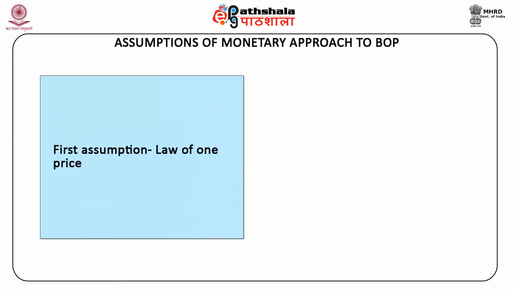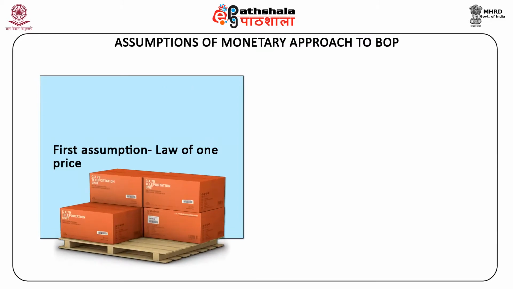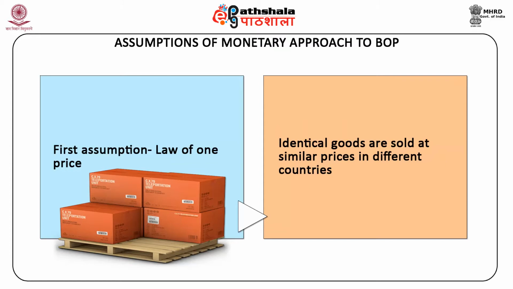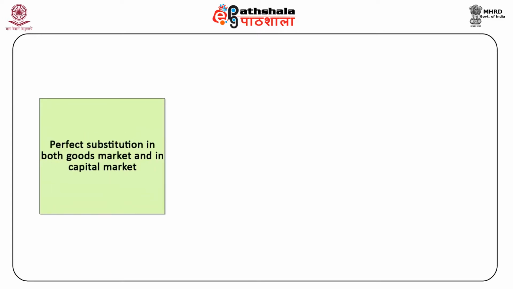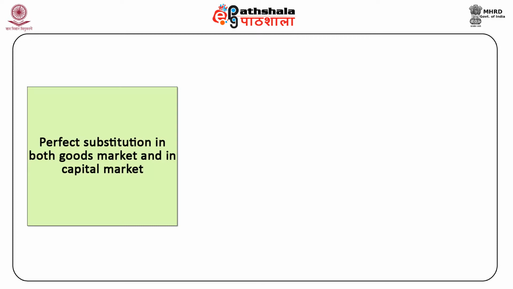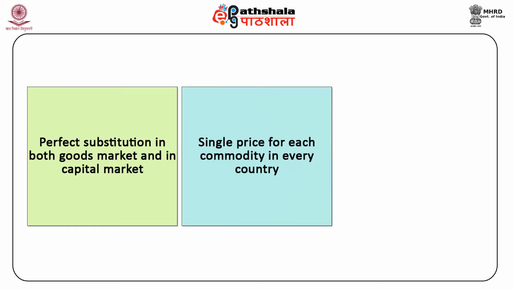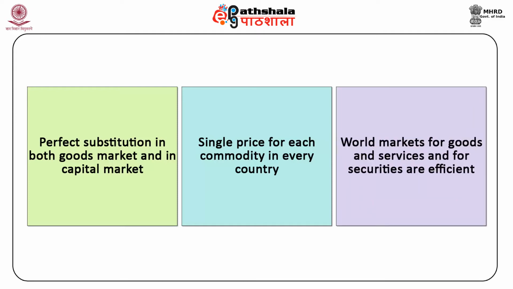The first assumption is that the law of one price holds, that is, identical goods are sold at similar prices in different countries after taking into account the transportation cost. The second assumption is that there is perfect substitution in both the goods market and the capital market. This ensures that there is a single price for each commodity in every country and a single interest rate across the countries. It assumes that the world markets for goods and services and for securities are efficient.